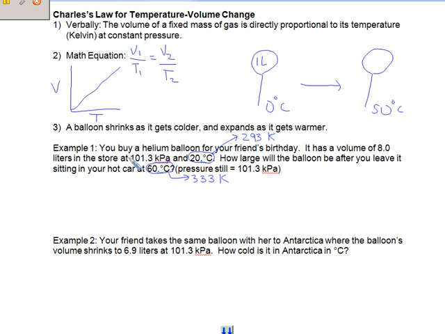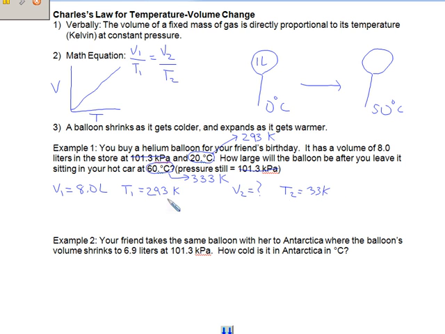Our pressures have remained constant, so we can just ignore our pressures. So what we're interested in is what is happening to the volume. So it has a volume of 8.0 liters. So our V1 is 8.0 liters. Our T1 is 293 K. Our V2, well, that's what we're looking for. And then our T2 is 333 K.